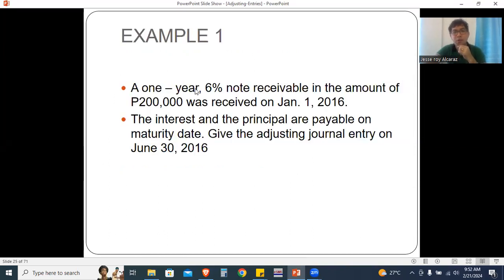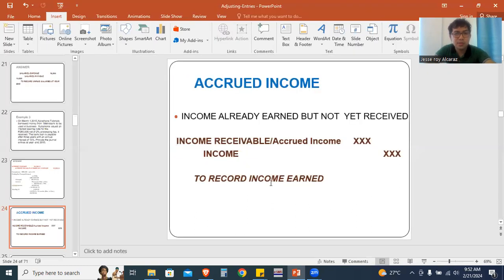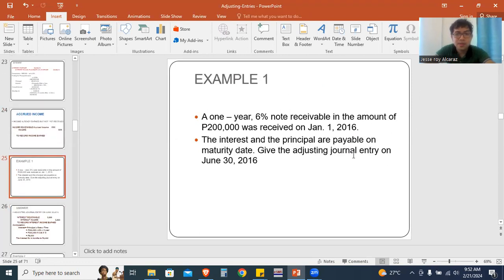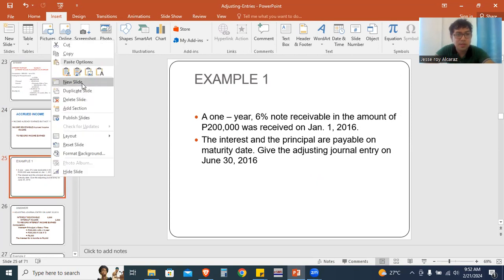So for example, we have a 1-year 6% note receivable in the amount of 200,000 pesos was received on January 1, 2016. The interest and the principal are payable on maturity date. Give the adjusting journal entry on June 30, 2016. But before we go into the entry to record the adjusting entry, pakita sana ko sa inyo kung sa ang entry at the time of the receipt of the note. So let's create a new slide.